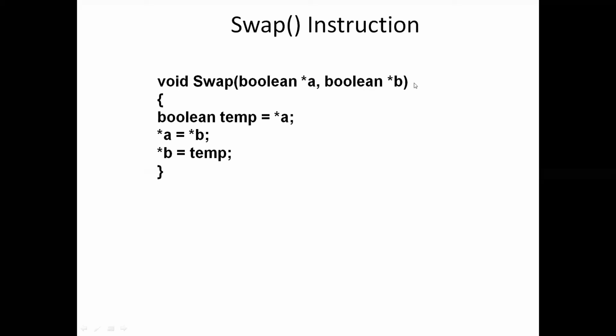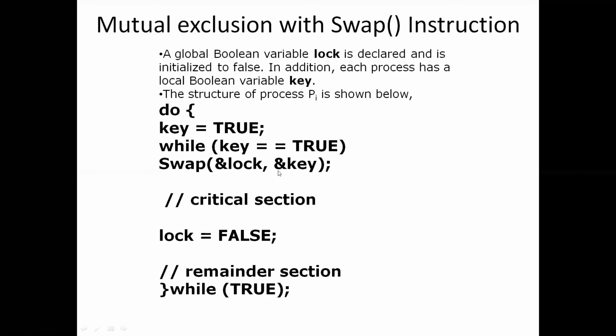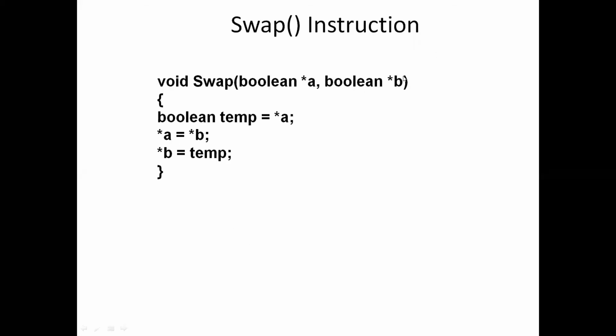Okay, and star b represents, we are passing the address of variable key. The address of variable key is what? It is 2000. At the 2000 memory location, what value is stored? The key value is true, so at the 2000 memory location true is stored, so star b will be pointed to true. Here, using these instructions, we are swapping the memory locations of lock and key values.